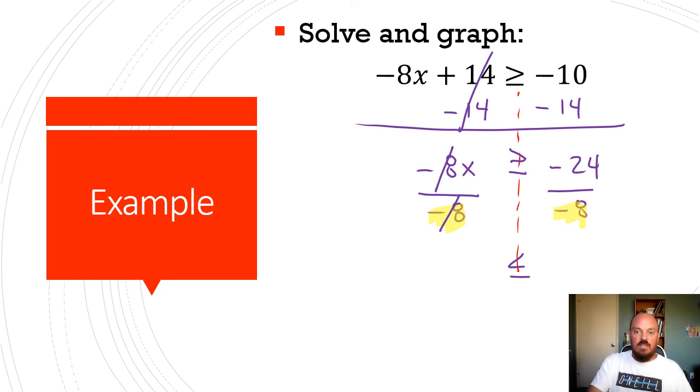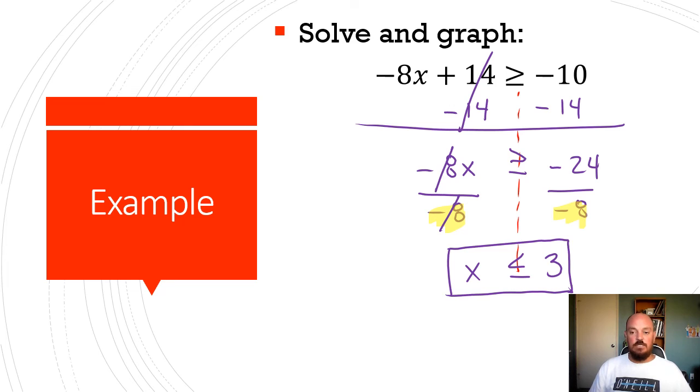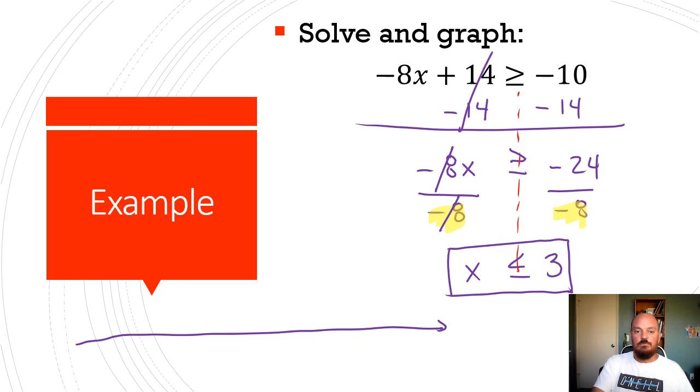Negative 8 cancels with negative 8 and leaves x. Negative 24 divided by negative 8. Negative divided by negative is positive. 24 divided by 8 is 3. So the final answer is x is greater than, or I'm sorry, x is less than or equal to 3. And the last thing I asked you guys to do, just like the first example, is let's graph it. So here's 0, here's 3. That's my key number for this problem.